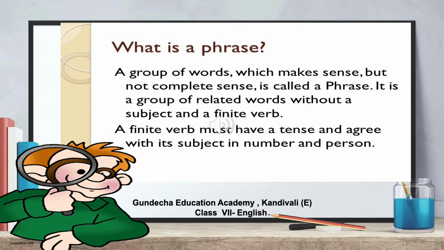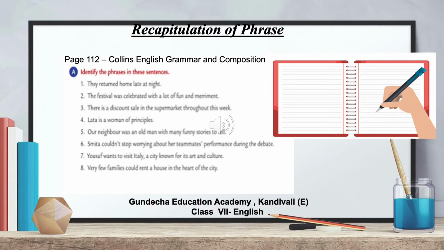The man in the black coat is a detective. In the black coat is the phrase in the sentence. So children, now that we know what phrases are, I want you to again refer to your book, page number 112, and identify the phrases in the given sentences. That is exercise A. So you will just have to underline the phrases in the sentences.